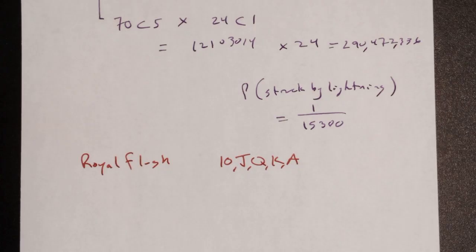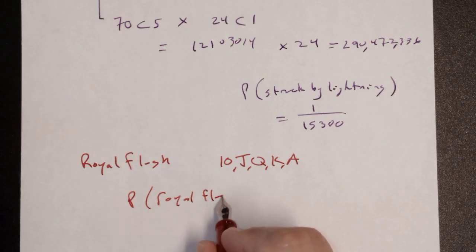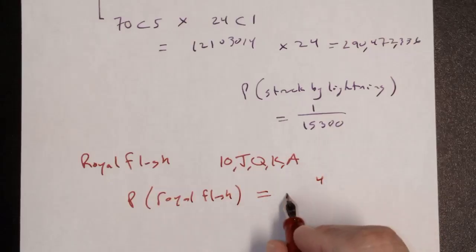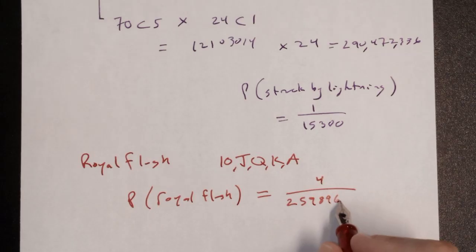Which means there are only 4 ways to do this. You could do it with them all being hearts, diamonds, clubs, or spades. That's it. So the chance of getting a royal flush is 4 out of 2,598,960.